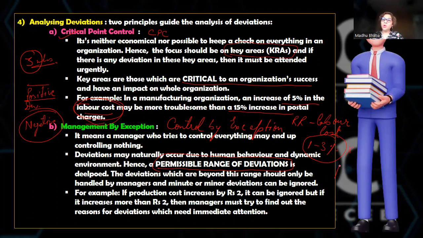But the moment it goes beyond 3%, it requires immediate attention of the senior levels of managers, that is top level management, and it has to be immediately controlled. It cannot be allowed to happen beyond this permissible range.